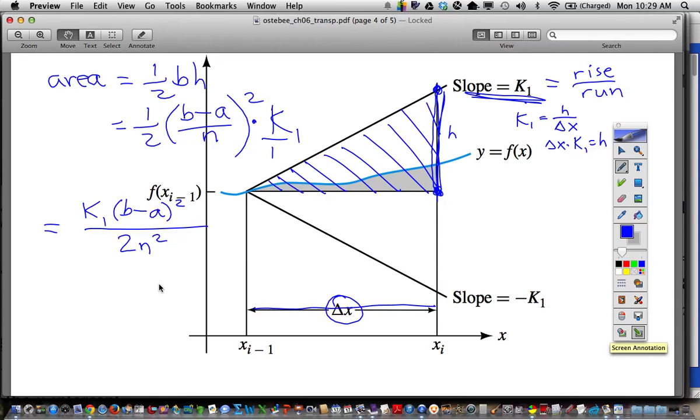But there's one additional thing we have to do. This was on one subinterval. We're going to have n subintervals, so we've got to times that by n. So the max error for the whole region from A to B, I've got to times that by n. That's going to cancel one of those n's, and we get that right there. And that is our first formula.